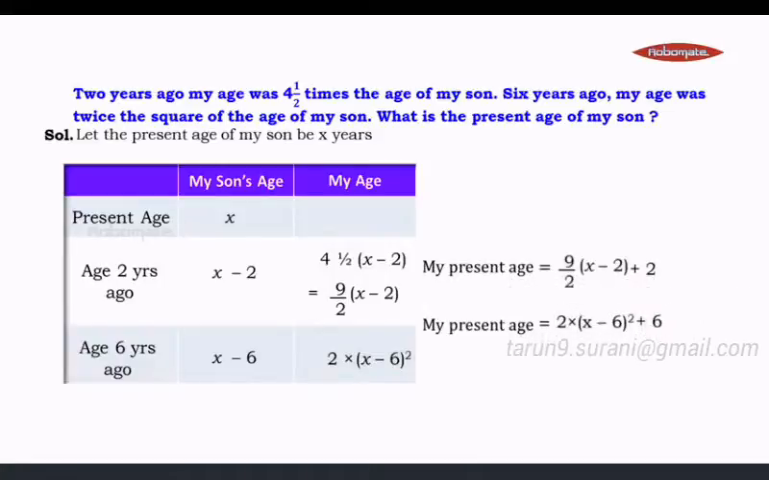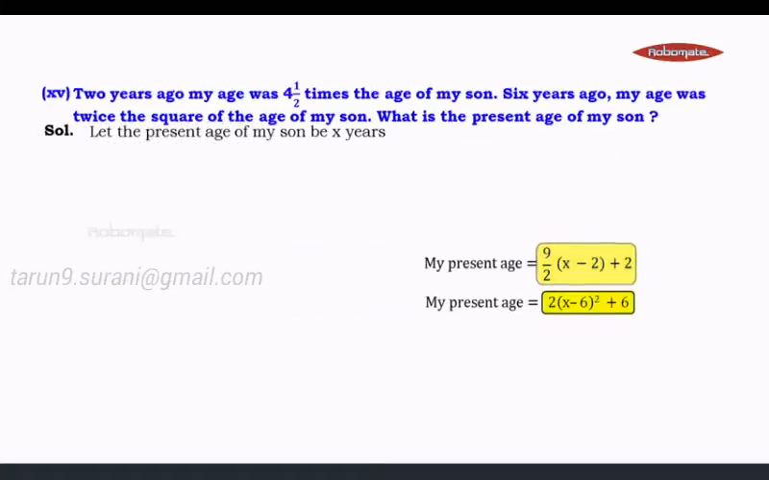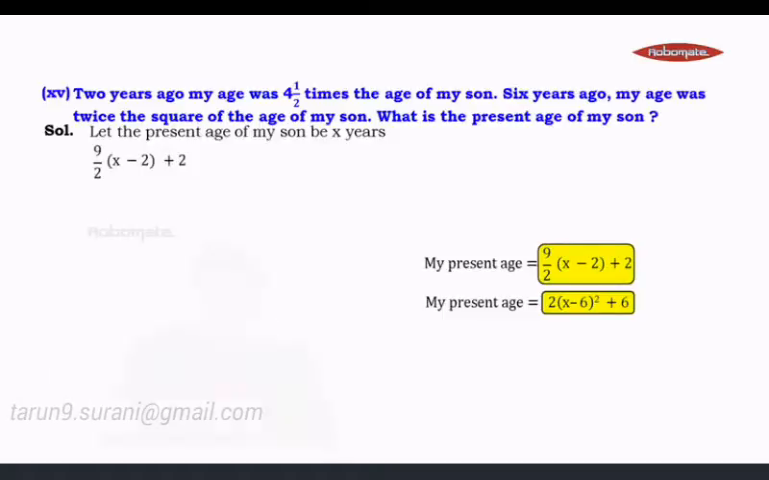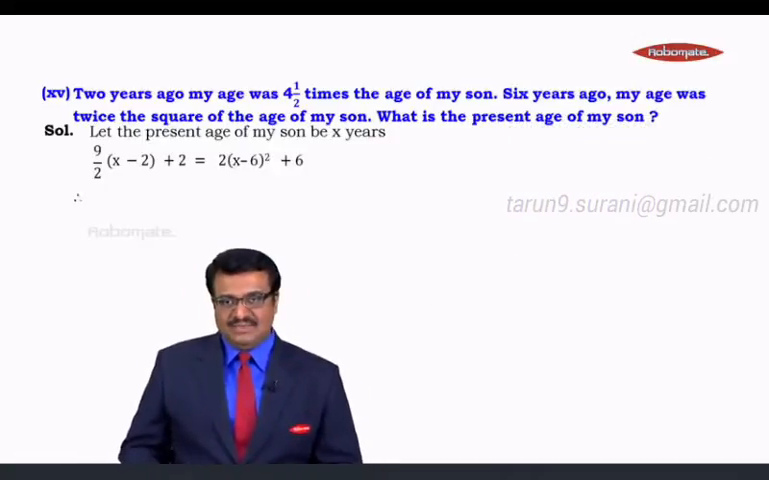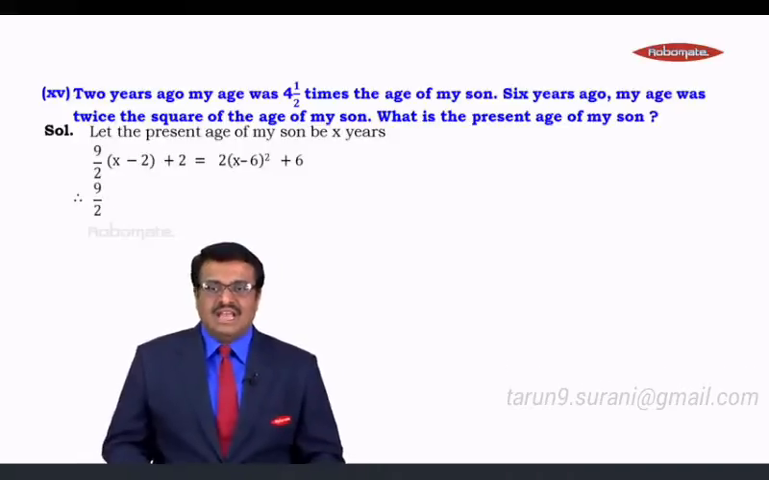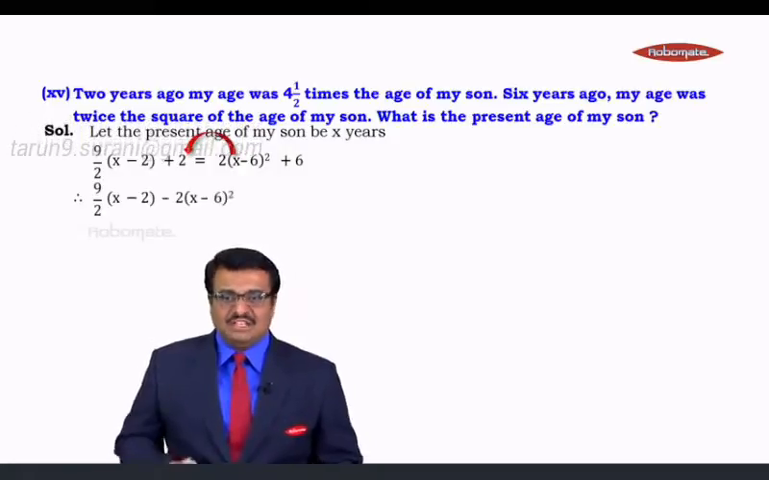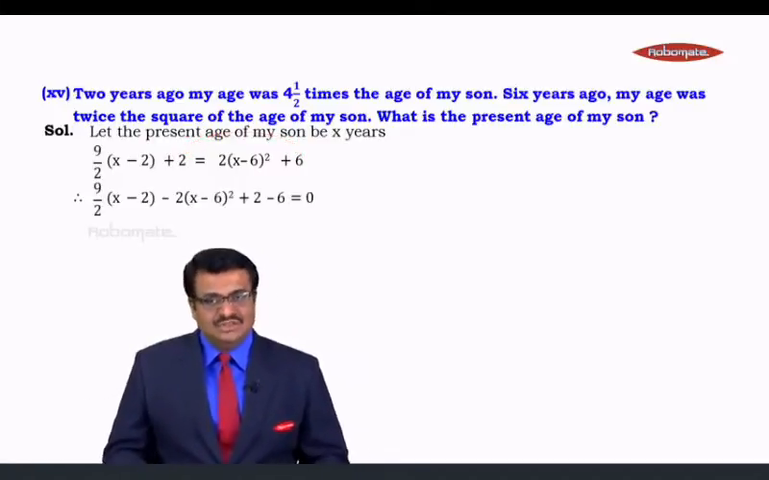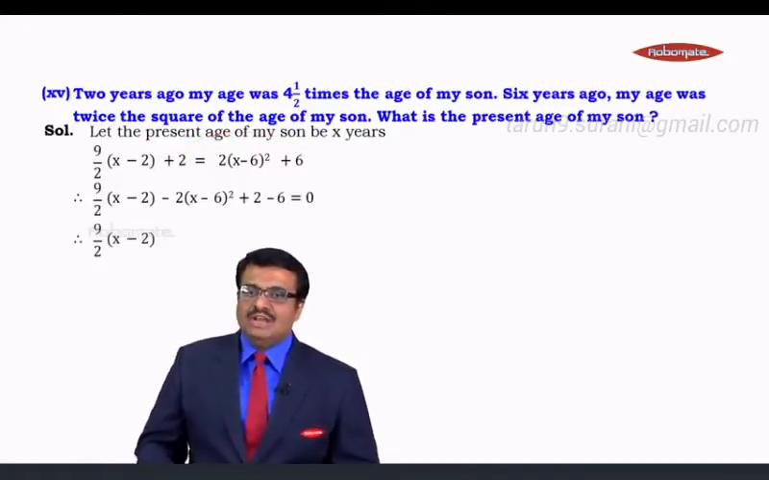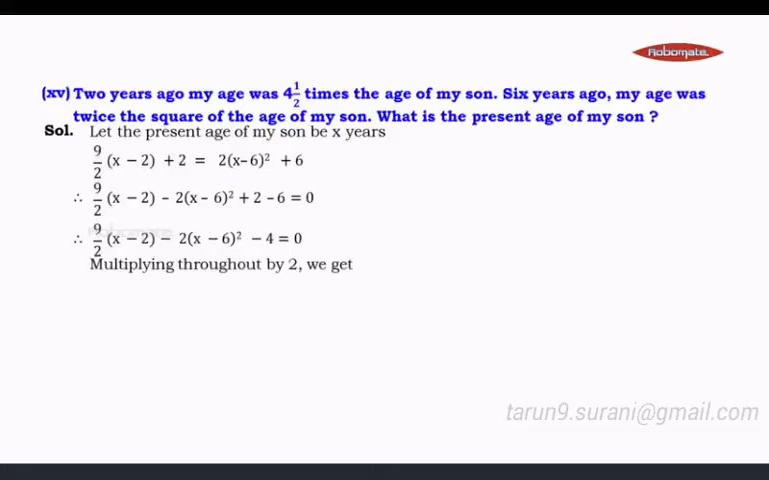And can you see that both are my present age only? Since the first one and the second one both are my present age, both the present ages are equal, right? So how can we form the equation? 9 upon 2 into x minus 2 plus 2 is equal to 2 into x minus 6 the whole square plus 6, right? Now let us try to solve the equation. 9 upon 2 into x minus 2, let us take all the terms to the left side, minus 2 into x minus 6 the whole square, plus 2 minus 6 is equal to 0, right? Now 9 upon 2 into x minus 2, minus 2 into x minus 6 the whole square, plus 2 minus 6 is minus 4, is equal to 0.